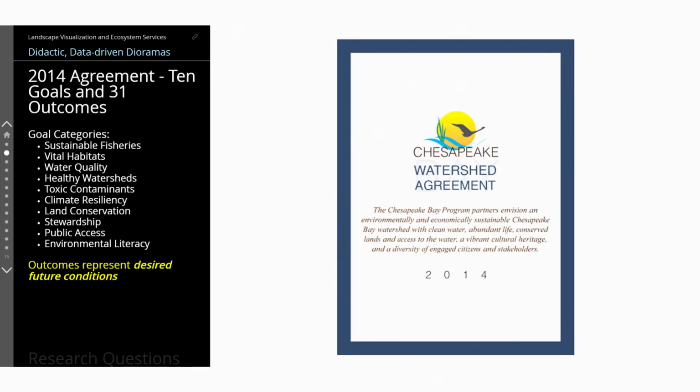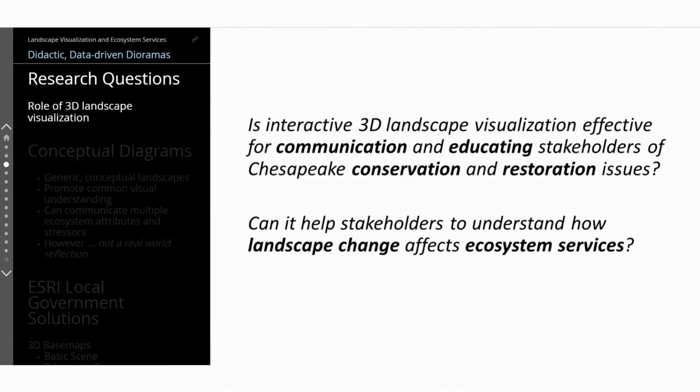We currently have a governance agreement, the Chesapeake Bay Watershed Agreement, that really goes way beyond the water quality focus of the program originally to a wide variety of other topics: fisheries, healthy watersheds, vital habitats, climate issues, and so forth. With this agreement, there are these goals, and then there are 31 outcomes that come with those goals. Those outcomes tend to be a look towards desired future conditions. So it's not just what are we doing on the landscape right now, but where do we want to be, say, in the next 10 years. So that is sort of the context.